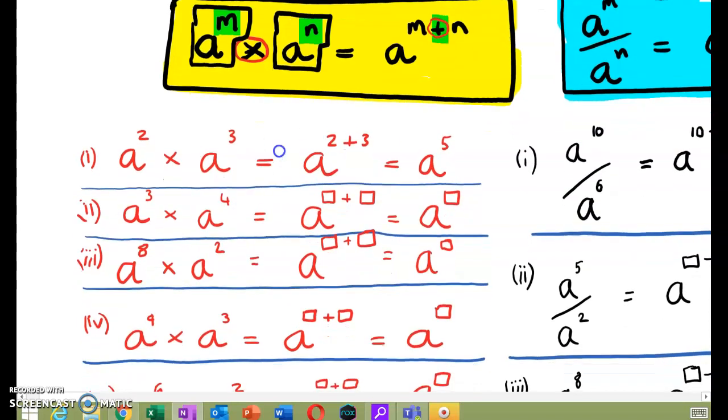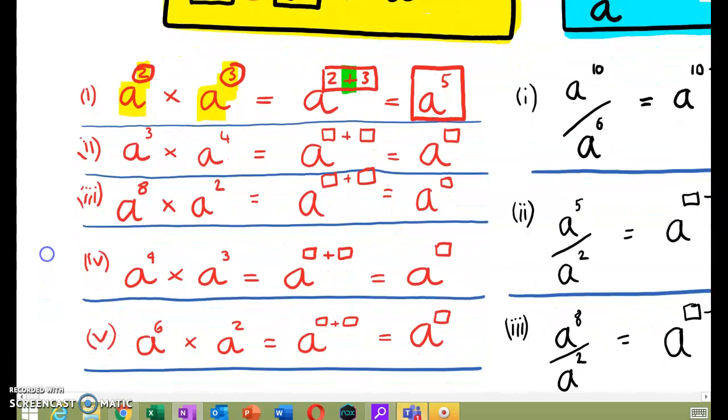So for example, this first one is done for us. A to the power of 2 multiplied by a to the power of 3. What we really do there is we add those two powers. We add the 2 and the 3 together. So that's what's going on there. 2 plus 3. And when you do that, you get a to the power of 5. And that's the answer.